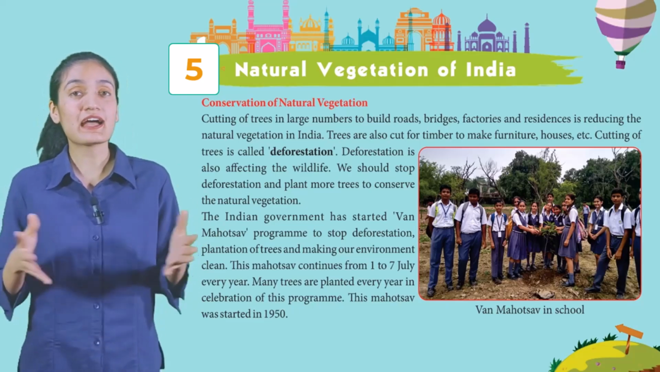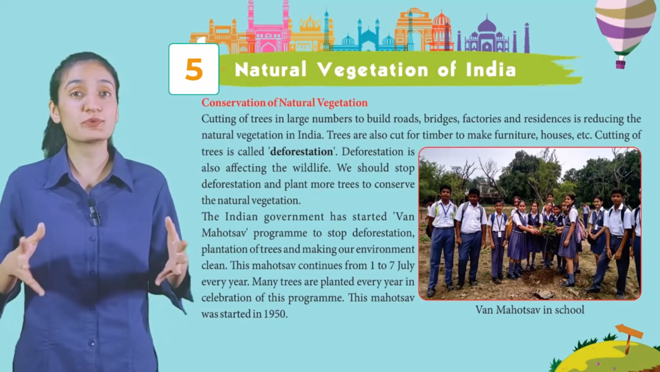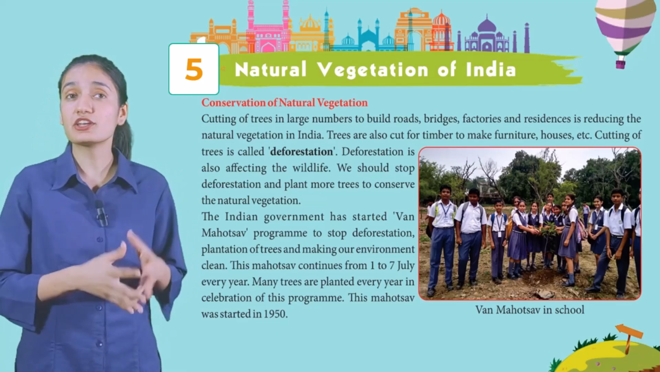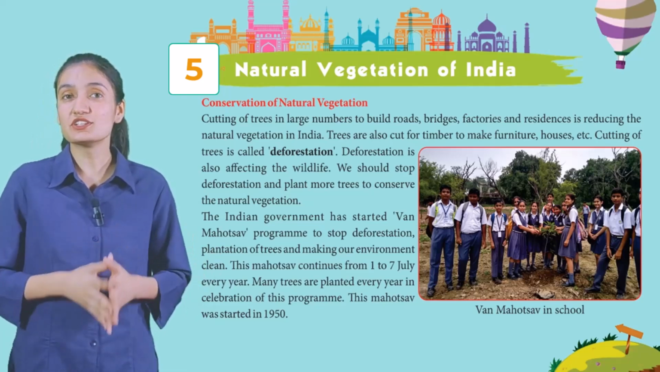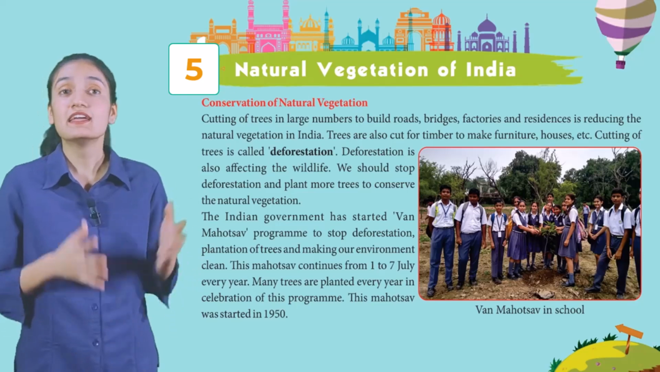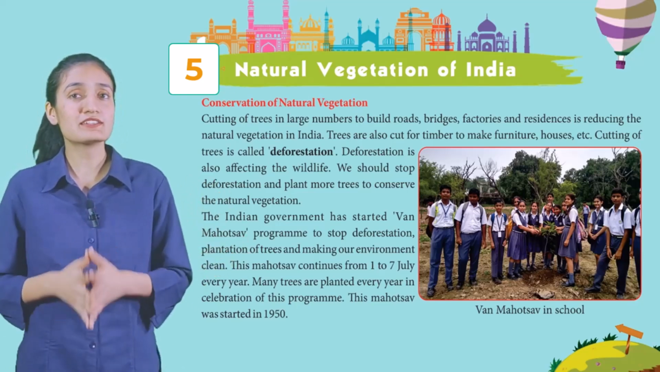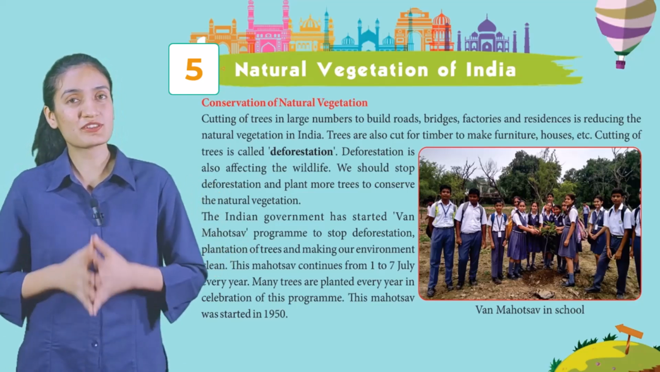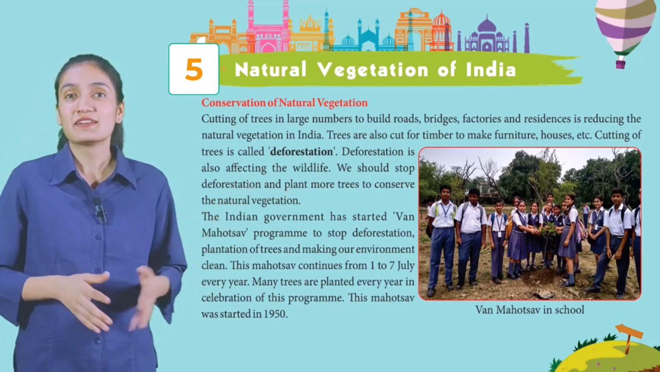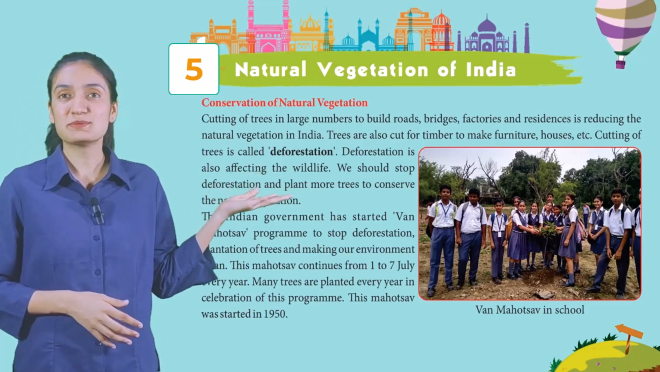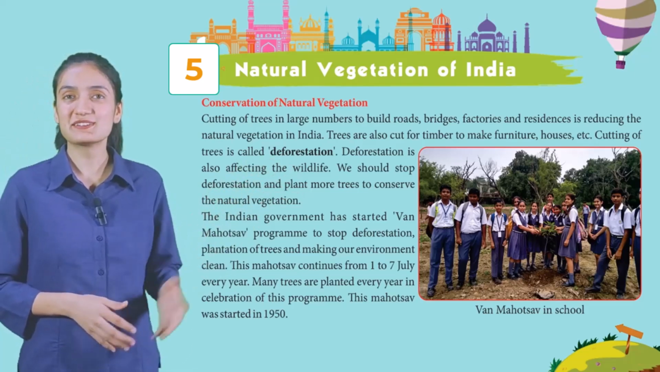The Indian government has started the Van Mahotsav program to stop deforestation, plant trees and make our environment clean. This Mahotsav continues from 1 to 7 July every year. Many trees are planted every year in celebration of this program. This Mahotsav was started in 1950. Here you can see kids are celebrating Van Mahotsav in school.